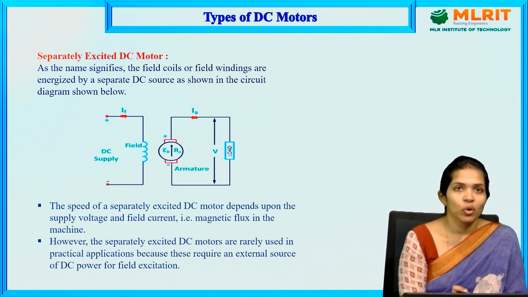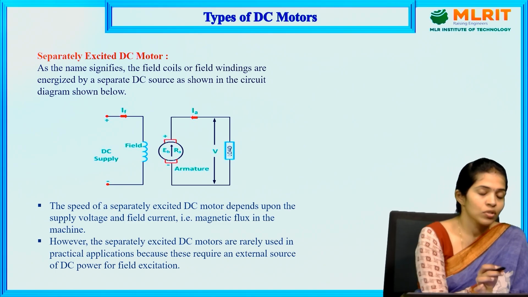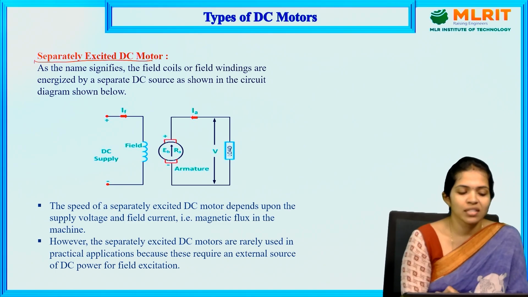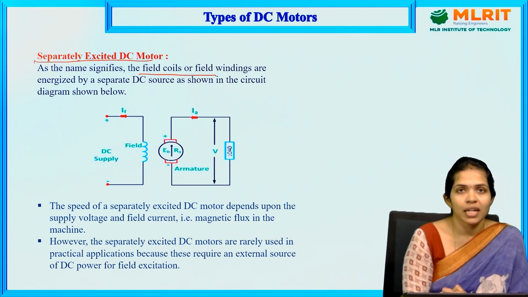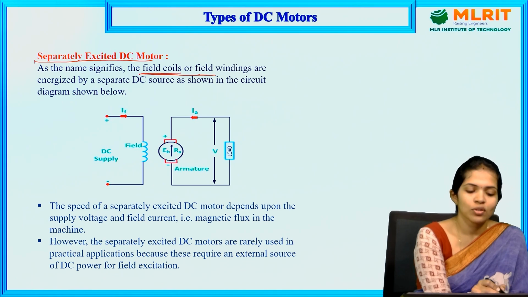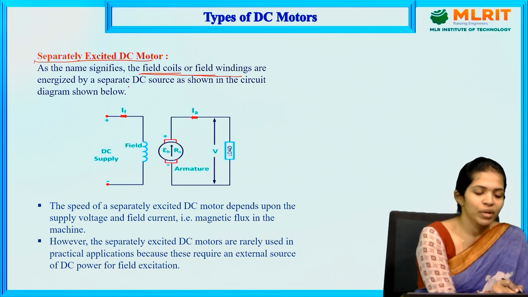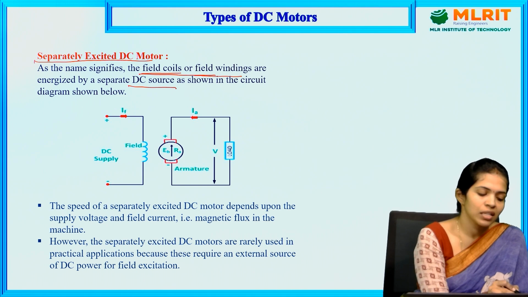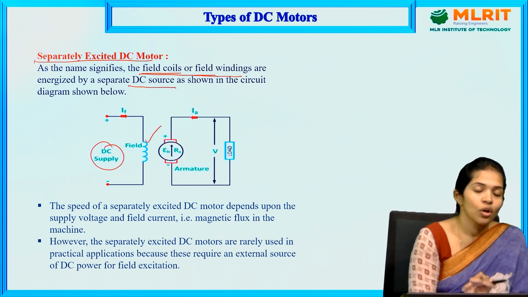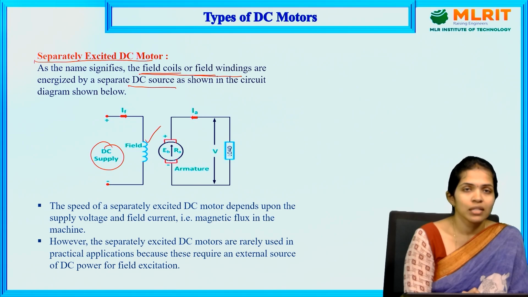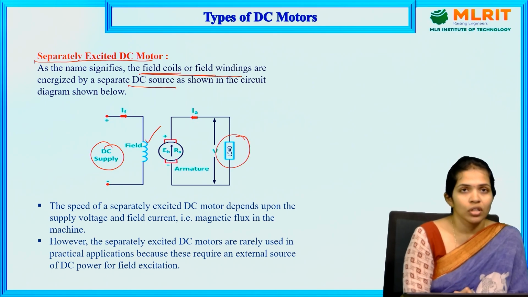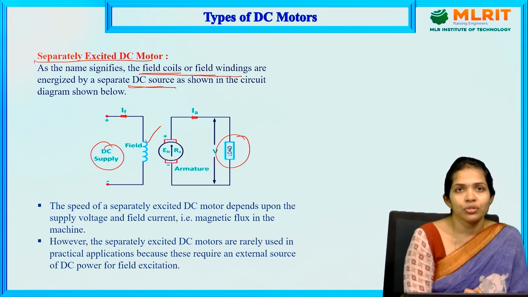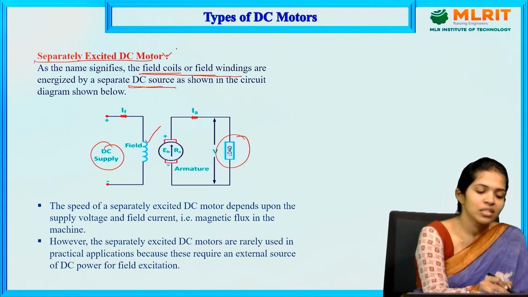First we are going to discuss the separately excited DC motor. The name itself signifies that some part of the motor is excited separately. Here the field windings are energized by a separate DC source. As shown in the figure, this DC supply is given to the field windings of the motor. The field windings are situated on the poles in the stator of the DC motor, and the armature is connected to the load of the motor.